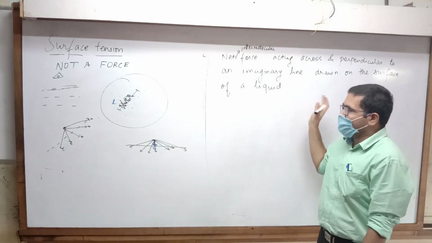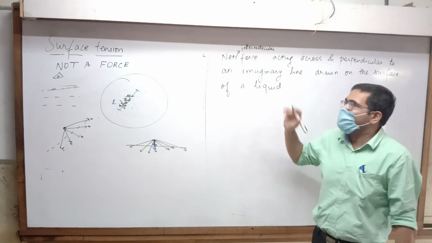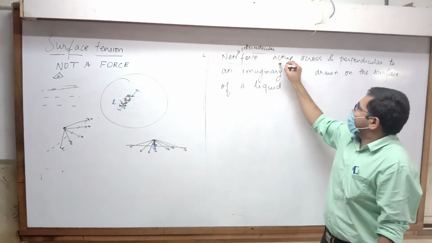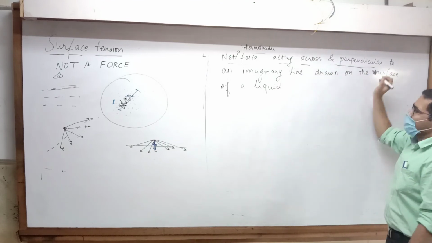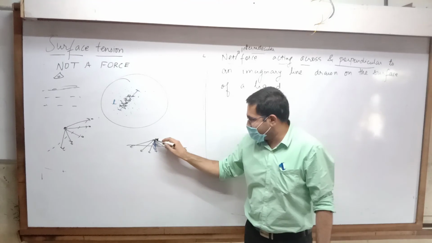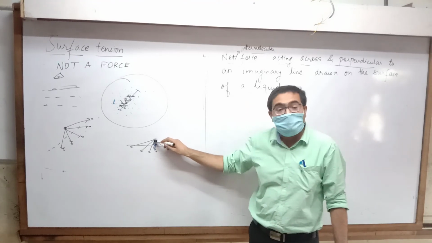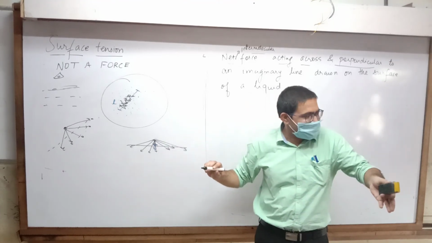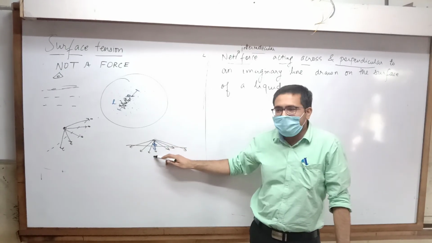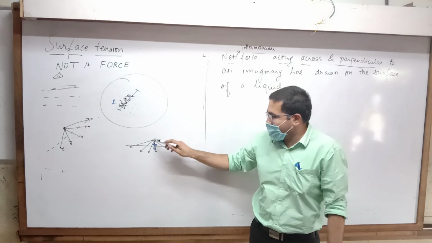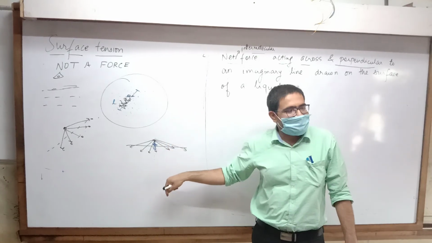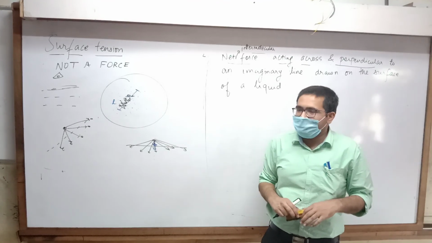Before I complete the definition, this is not complete. Net intermolecular force acting across and perpendicular. Do you see that here? If you consider this as an imaginary line, then this molecule is being pulled by the forces on the other side, from the other country. Clear or not clear? And that net force is in which direction? It is across the line and perpendicular to the line. Clear?